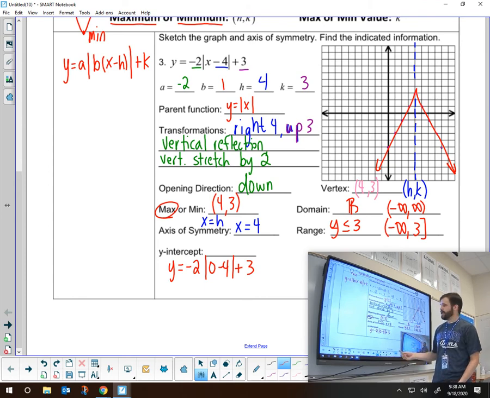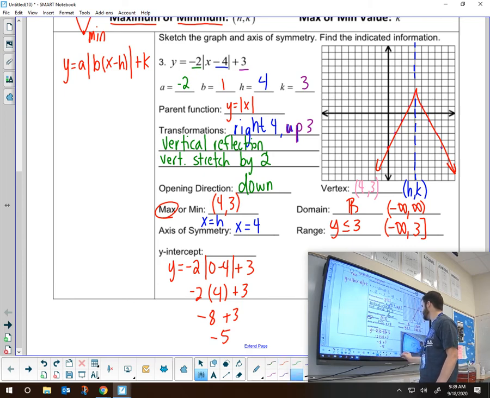Then we can just do some work. 0 minus 4 is negative 4. The absolute value of negative 4 is positive 4. So now we're going to go negative 2 times 4 is negative 8. And negative 8 plus 3 is going to be negative 5. Oh, hey, that makes sense. There is my y-intercept right there. So my y-intercept is going to be at (0, negative 5). All right? Hopefully that all makes sense as we're looking at that graph.